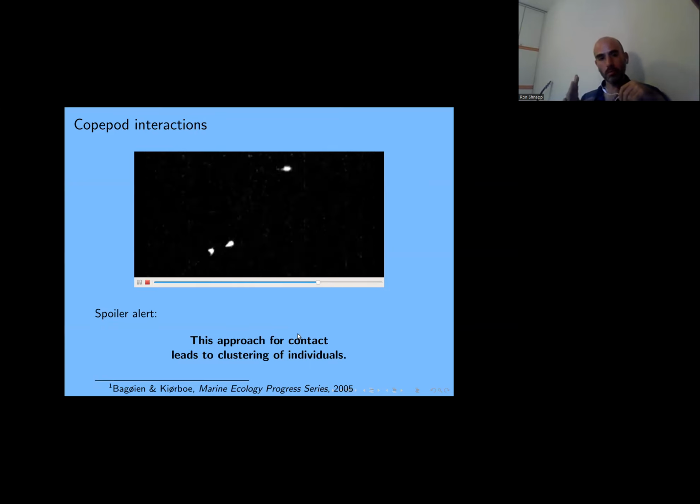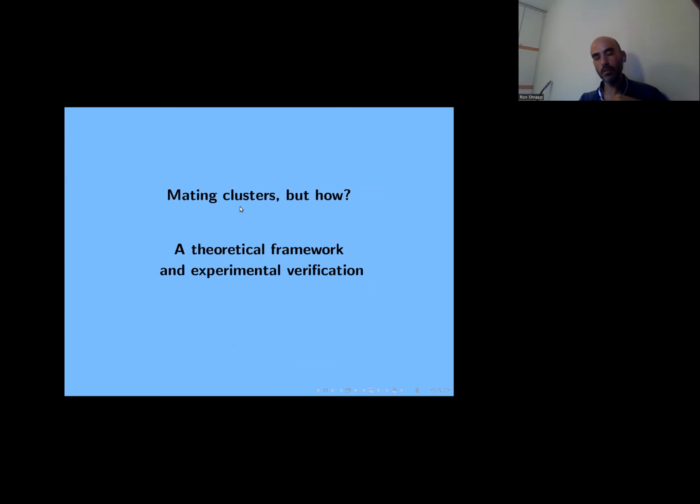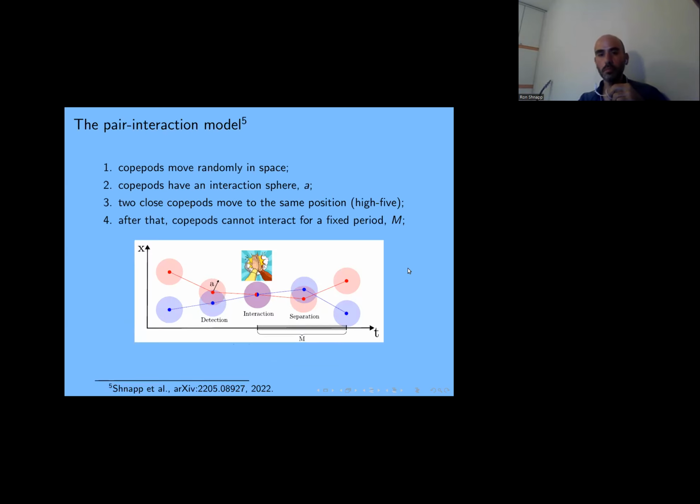And now my whole talk is going to be based on this kind of a mechanism. I'm going to propose the idea that this approach for contact that copepods have for one another can lead to clustering of individuals and might lead to the clustering that we see in the ocean. Okay. So we have mating clusters. This is an experimental fact, but how? And we'll present a brief theoretical framework and an experimental verification for this theoretical framework that we have developed.